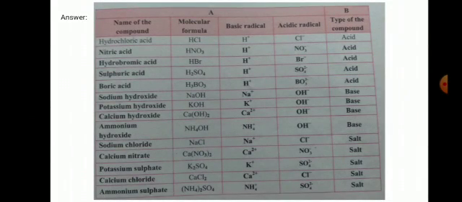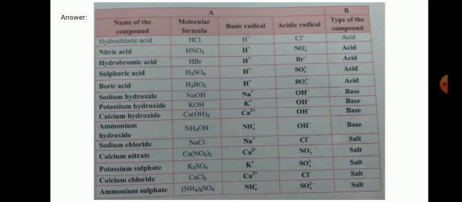So children, have you observed one thing, that the substance acid contains H+ as a basic radical and the substance base contains the acidic radical OH-. So can we define acid? Now it is very clear from this chart that a substance which on dissolving in water gives rise to H+ ion as the only cation is called an acid.